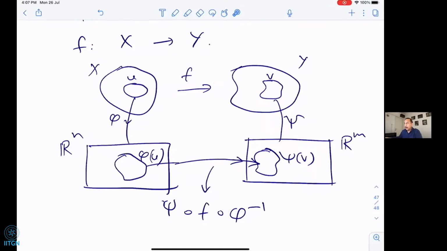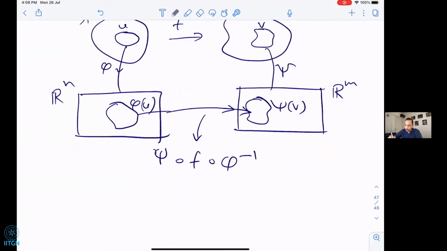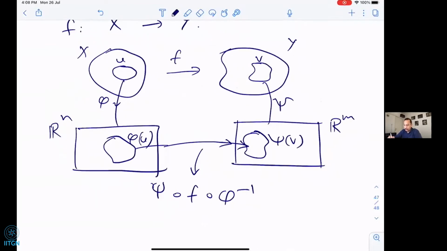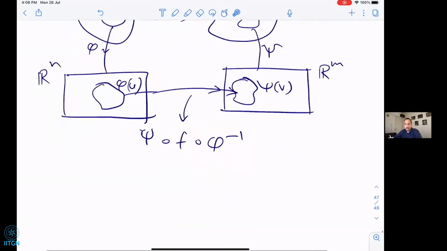Now, the key point here is that in this process, we've reduced the original function f to a new function. The original function was between two manifolds. The new function is between Rn and Rm. What's the difference? When it's from Rn to Rm, we know how to do anything we want with it. We can do calculus. But this function f from X to Y, we didn't know how to do anything. So whatever we want to do with f, we'll do it with psi f phi inverse. Actually, we'll be very careless sometimes, and this whole function we will sometimes call f.